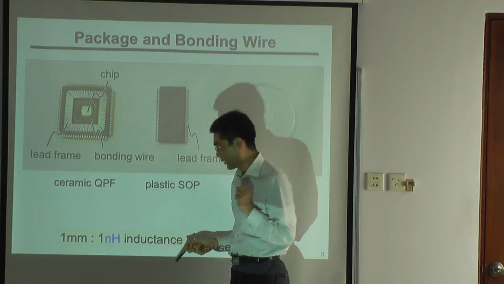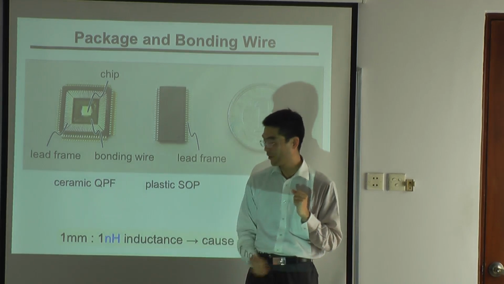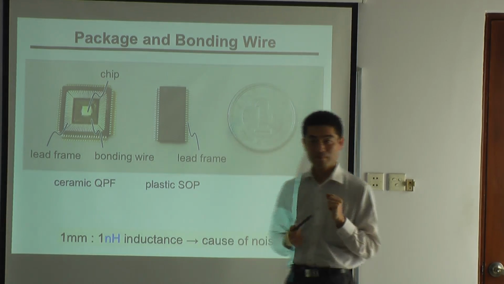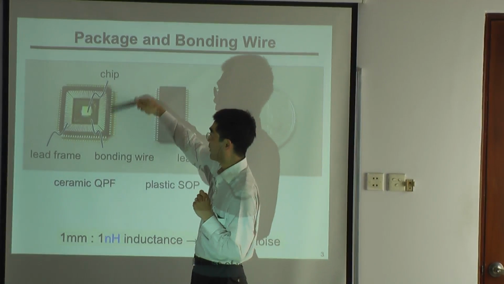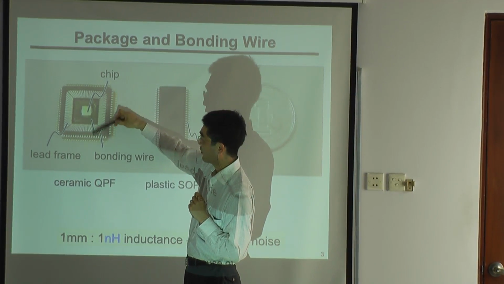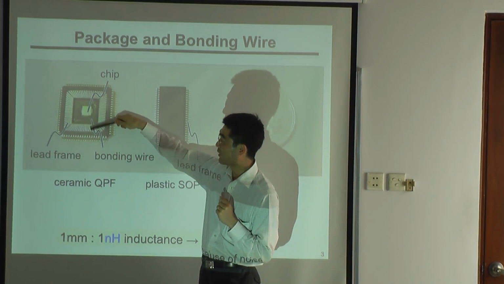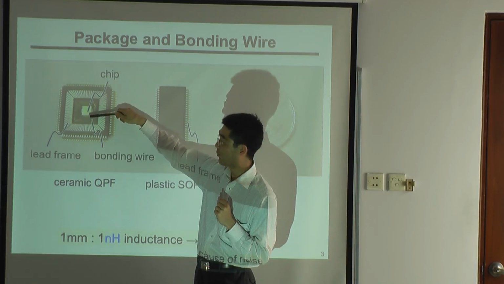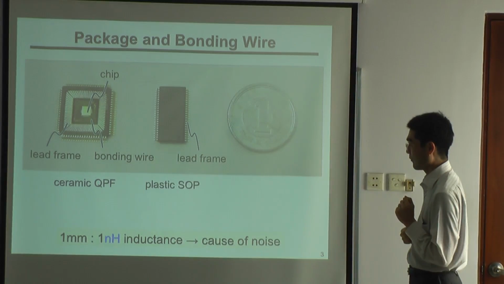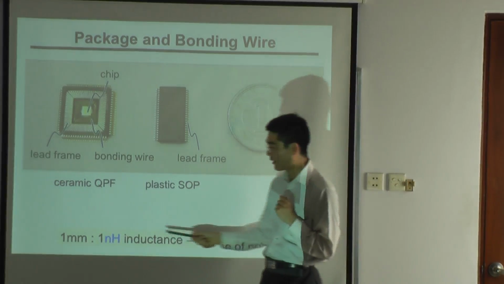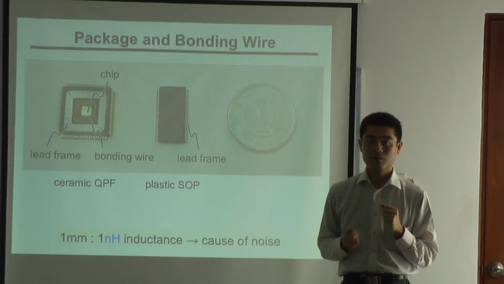And the rule of thumb is that 1 millimeter of wire comes with 1 nanohenry of inductance. So in this case, this is about 1 centimeter, so this is about 5 millimeters. So we have 5 nanohenry inductance per wire. And this nanohenry inductance causes noise, which will make us very nervous.